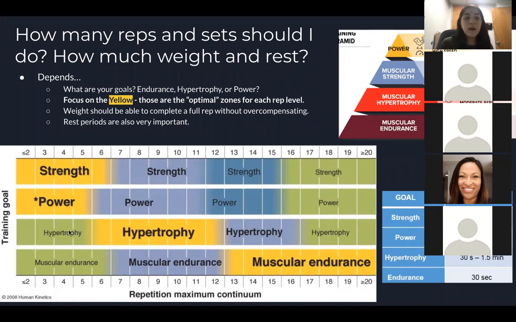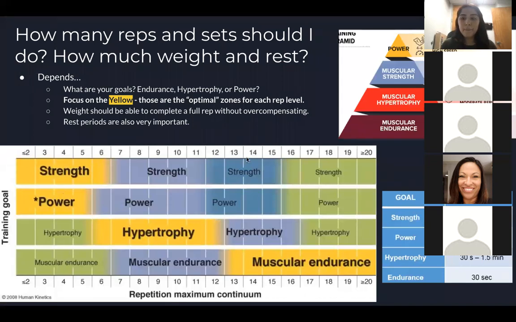So if you look at this graph down here with all these different colors for strength, power, hypertrophy, and muscular endurance, focus on the yellow. The yellow is supposed to be the optimal zones for each rep level. So if you're working on endurance, you should be doing higher reps, in that 12 to 20 range. Whereas if you're doing power, you want to focus more on the weight and the way that your body is moving into that range versus how many reps you're doing. So therefore, you should be doing less, about 6 to 2.